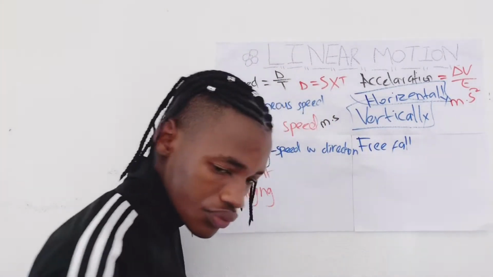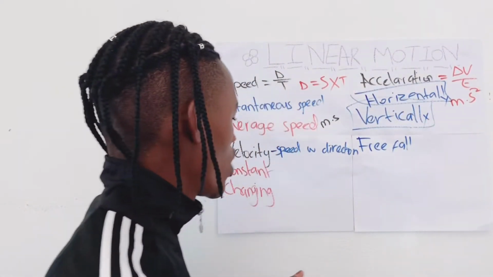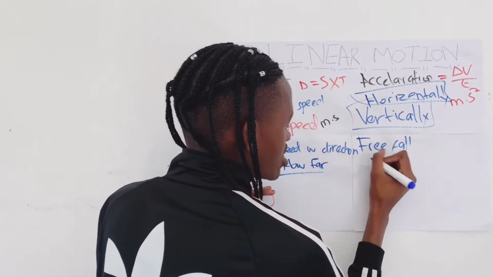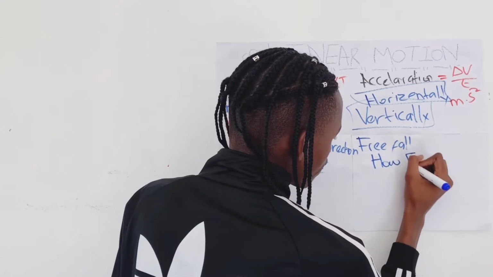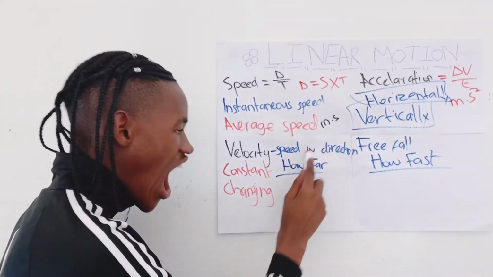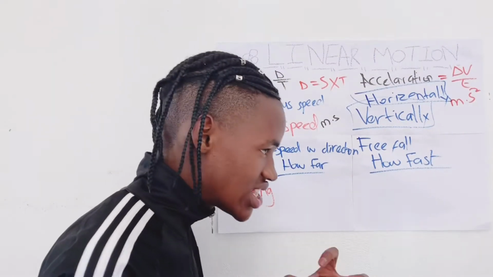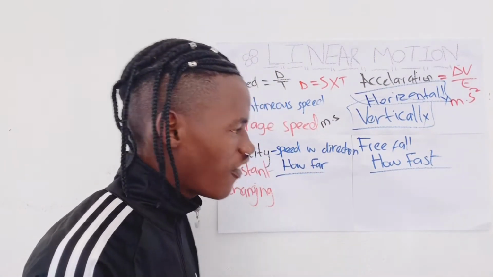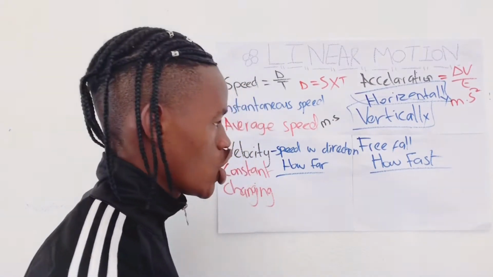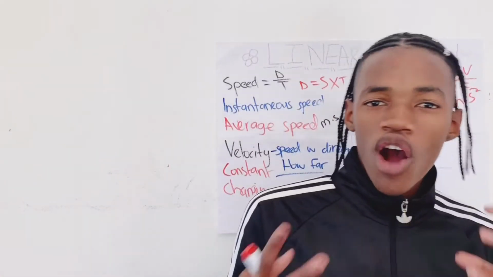Free fall. Okay, so now objects that are in free fall have to do with how far and how fast. So now how far has to do with distance, right? And then how fast has to do with velocity. So now we're gonna start with how fast and explain how it works.